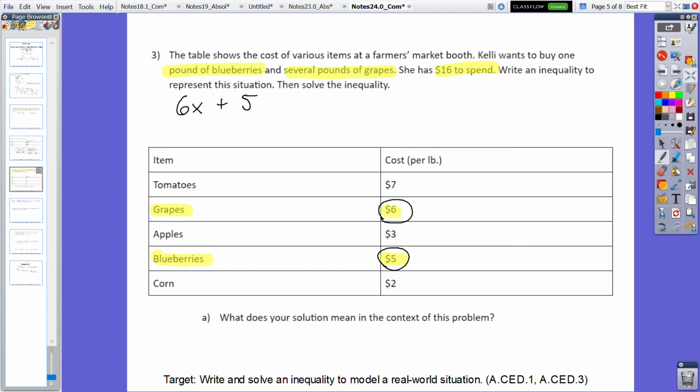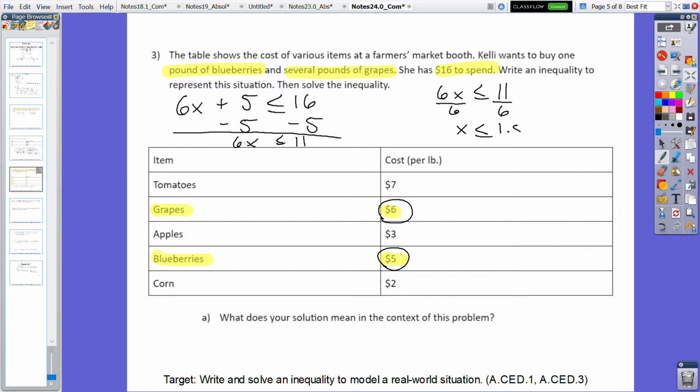Because she only has $16 to spend, she's limited to that much. So we're going to throw in a less than or equal to 16 to represent how many pounds of grapes she can actually get. Now we go ahead and solve this. Subtract 5 from both sides of the inequality. The subtraction property of equality still plays into this. Combine my 5s, and I'm left with just 6x less than or equal to 11. I'm going to write this over here so we have some more room. 6x less than or equal to 11. Go ahead and divide by 6. I'm left with x is less than or equal to, if we represent this, 1.333 repeating.